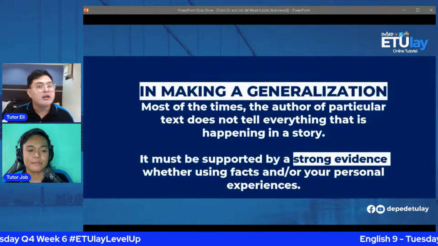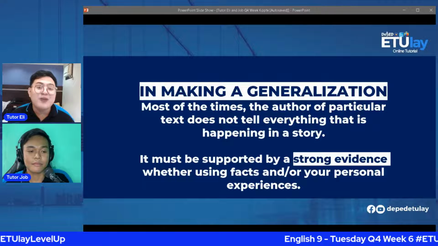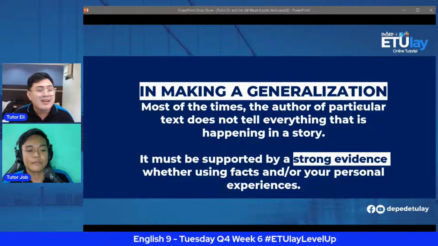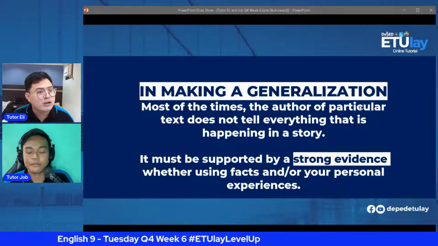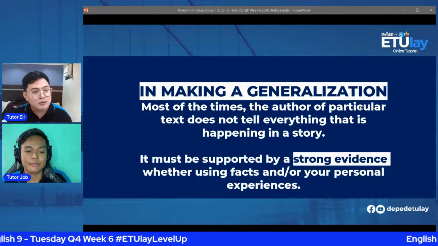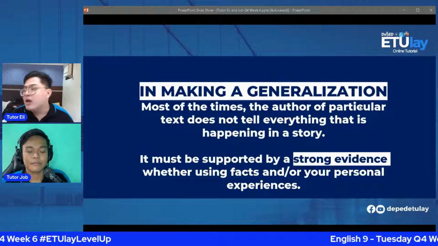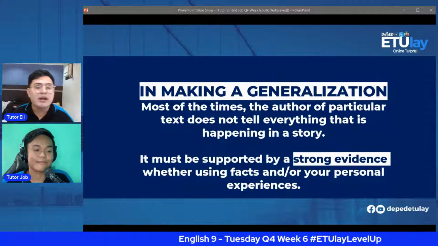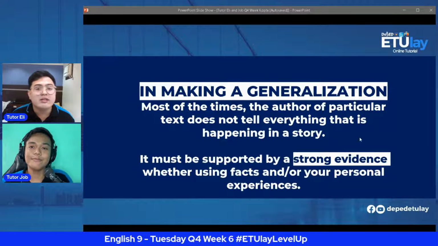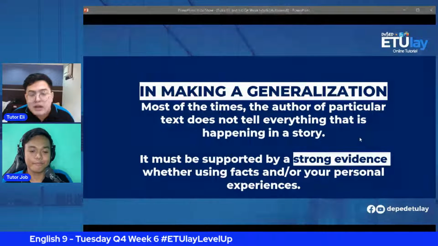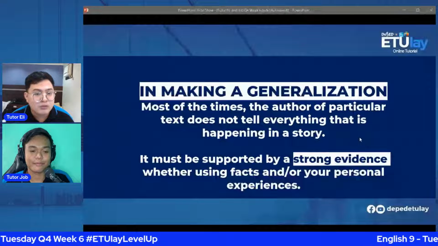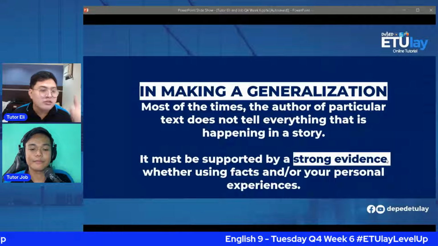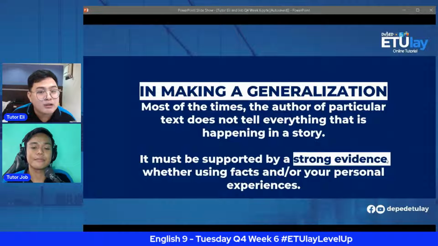Okay, and in making a generalization, most of the times the author of a particular text does not tell everything that is happening in the story. Marami yan, maraming kwento, poems, novel, fiction, non-fiction, napakaraming ganitong klase ng example that the author does not specify explicitly of what's happening in the story. However, when we make a generalization, it must be supported by strong evidence.